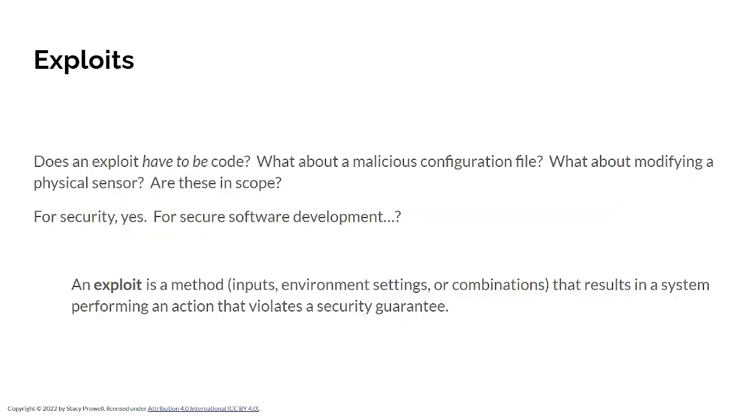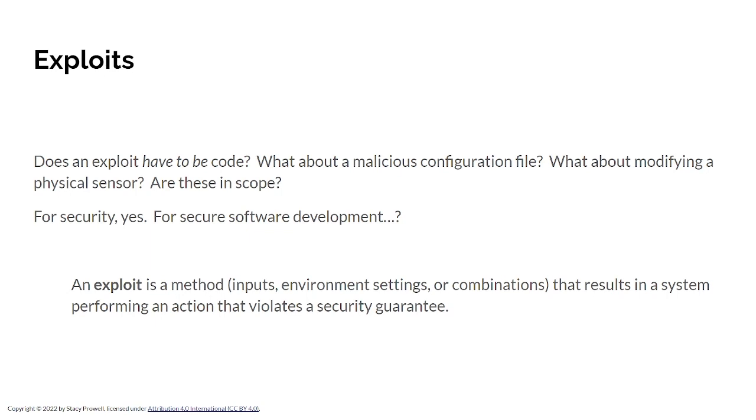And so one of the questions I want to ask is, does the exploit have to be code? What about a malicious configuration file? If I can modify your bashrc, that's good enough, right? If I can modify INI files on Windows, that's probably good enough. I can probably get really far with some of that. What about modifying a physical sensor? Maybe I can get to some persistent settings in a sensor somewhere, and I can change the set point. That causes a system to behave differently, and maybe that's good for me. Are those all in scope?